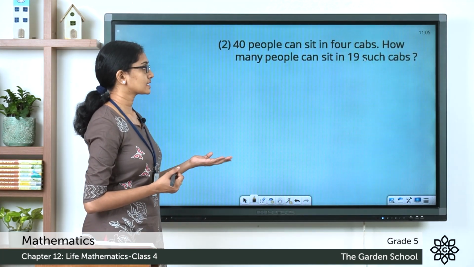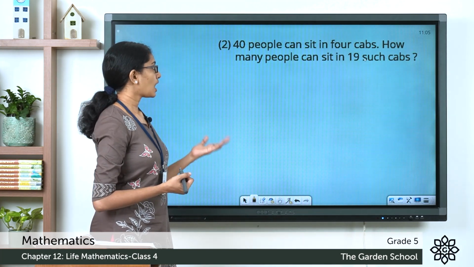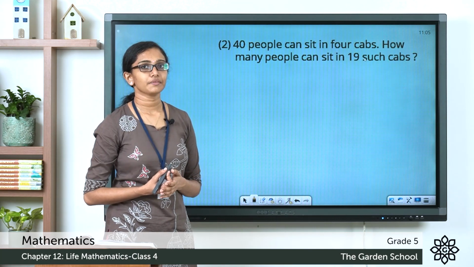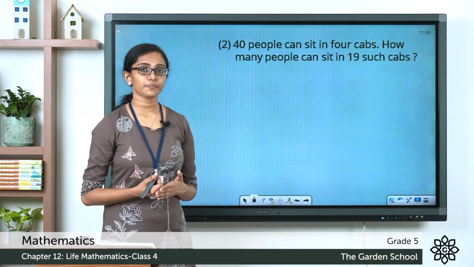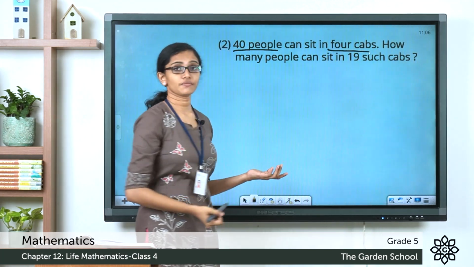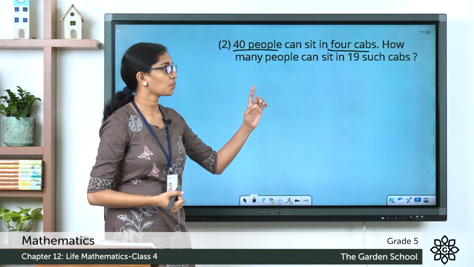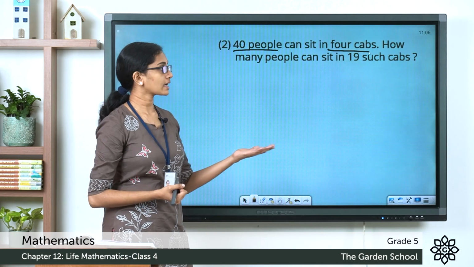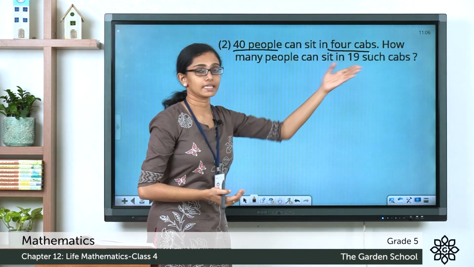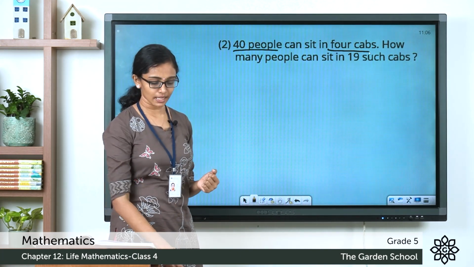40 people can sit in 4 cabs. How many people can sit in 19 such cabs? So what all data are given in the question? So 40 people can sit in 4 cabs. From this we can easily find out how many people can sit in 1 cab, right? And hence we can easily find out how many people can be seated in 19 cabs. So let's see the steps.